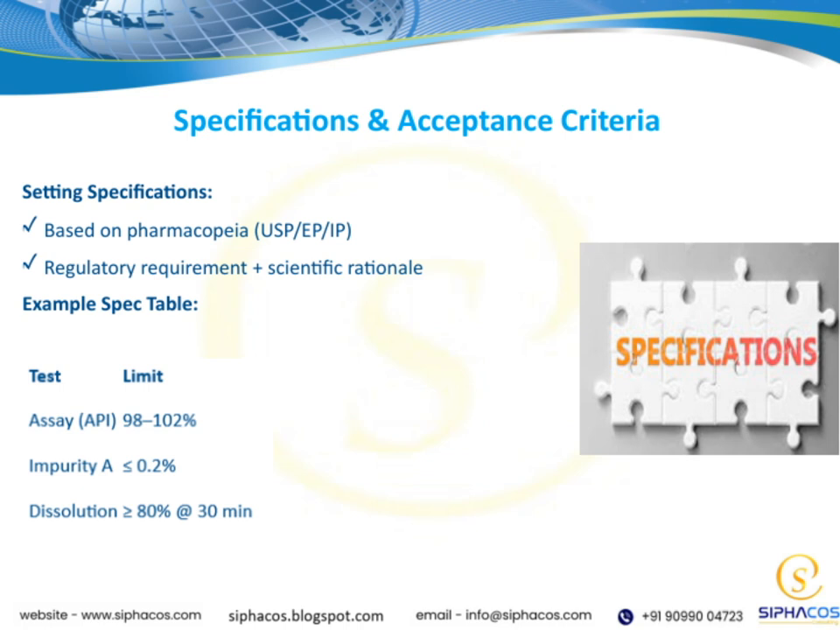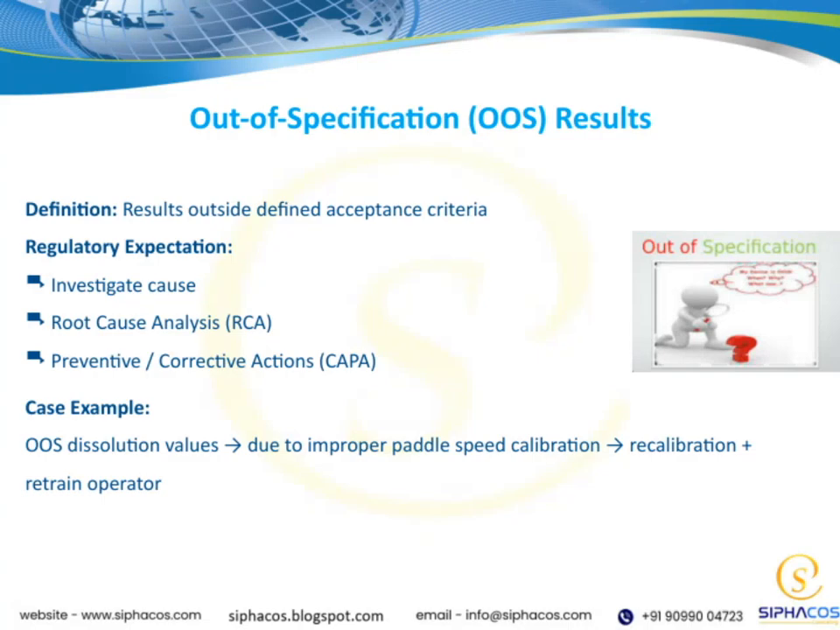Let's talk about out-of-specification, or OOS, results. These are results that fall outside the predefined acceptance criteria. When we encounter OOS results, the regulatory expectation is clear. We need to investigate the cause thoroughly. This often involves conducting a root cause analysis, or RCA, to identify exactly what led to the deviation. Once we've pinpointed the root cause, the next step is to implement preventive and corrective actions, known as CAPA, to address the issue and prevent it from happening again.